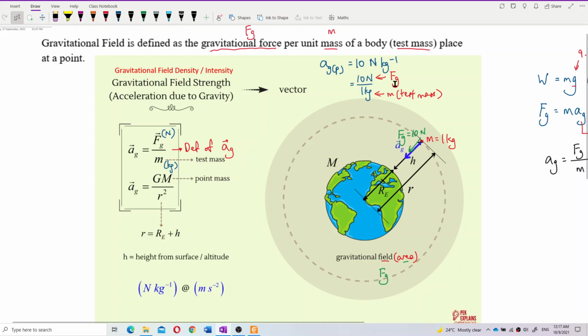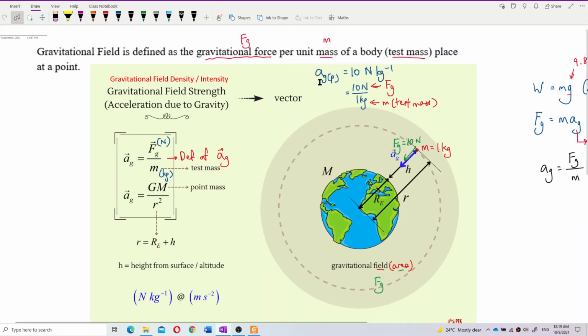Okay, so if at that point the gravitational field strength is 10 Newton per kilogram, that means if I put a 1 kilogram mass there, it will experience a gravitational force of 10 Newton, an attractive force of 10 Newtons towards the Earth. So this gravitational field is actually an area where you experience this kind of gravitational force. No matter where you place the mass around the gravitational field, you will surely feel this force. If you are nearer to the Earth, of course you feel a stronger force, but going away from the Earth, you feel a lesser force. That is what it means.